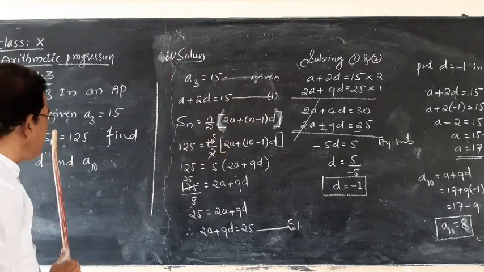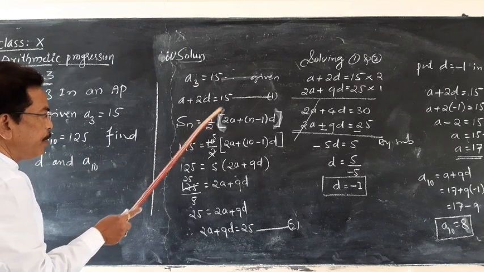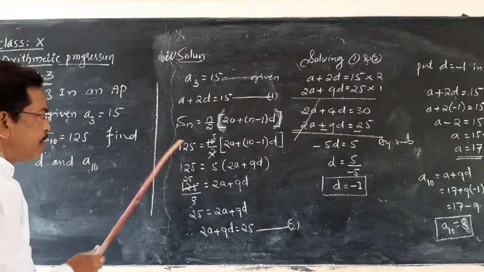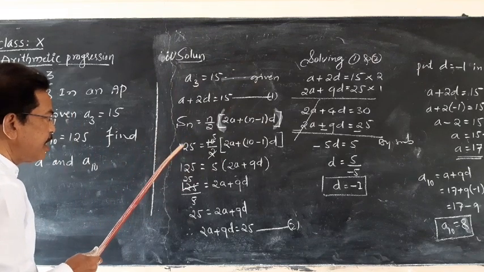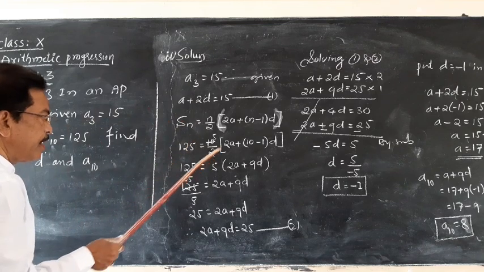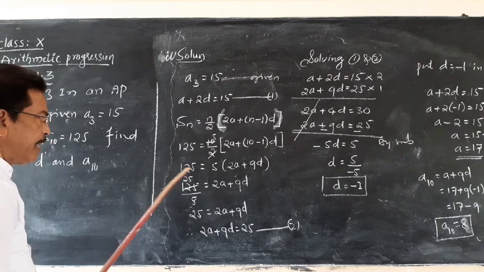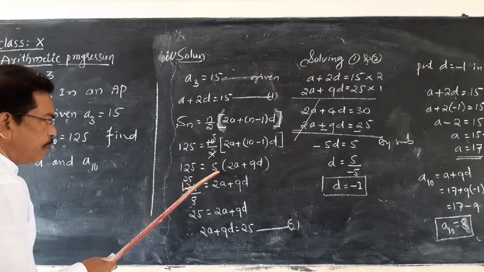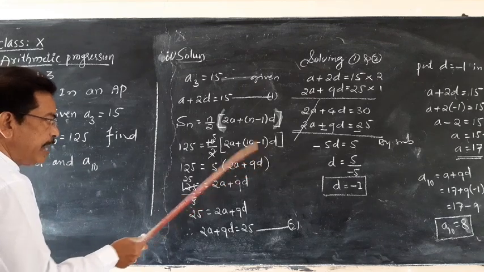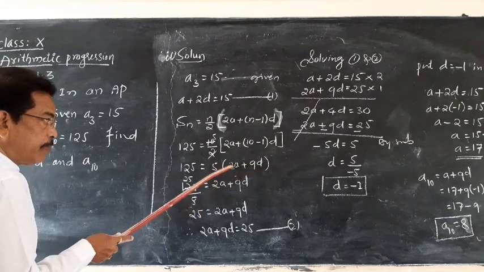Then S10 is given. So Sn equals n by 2 times (2a plus (n minus 1) into d). So I have substituted the values. Sn is 125, they have given. n is 10. 125 equals 5 in the bracket, 2a plus (10 minus 1) into d. 10 minus 1 means 9, 9 into d is 9d. This is the coefficient of this term.